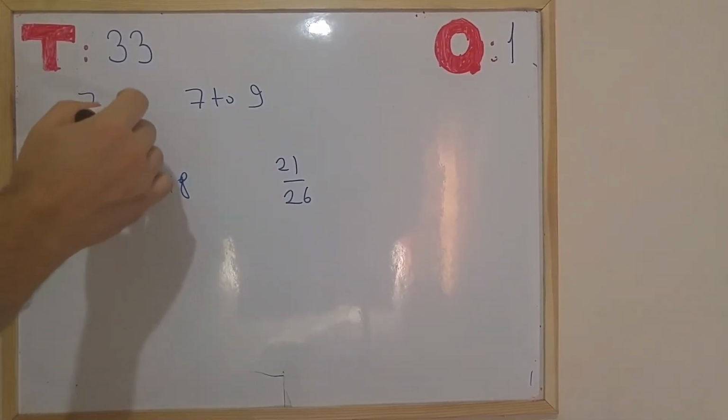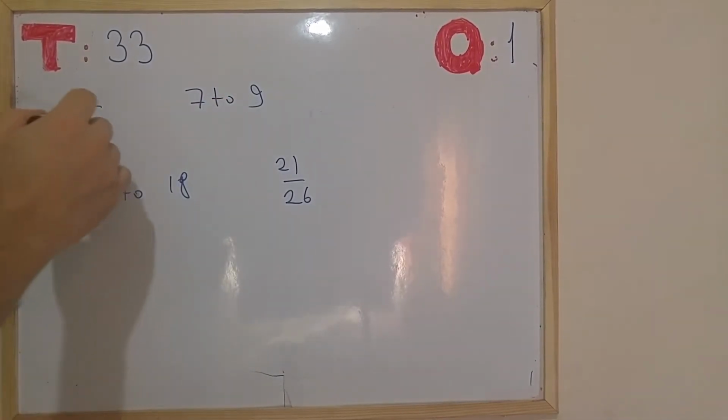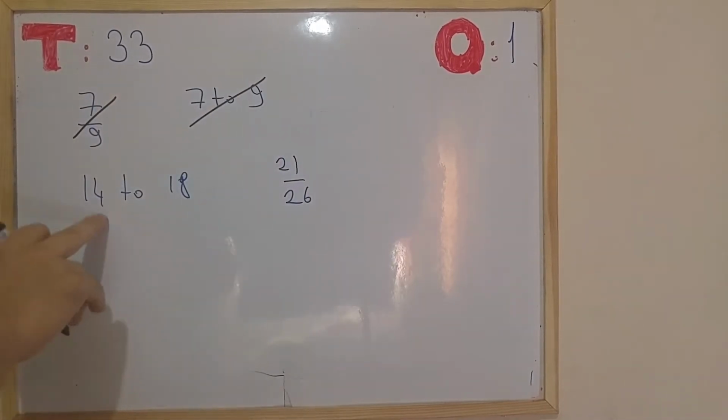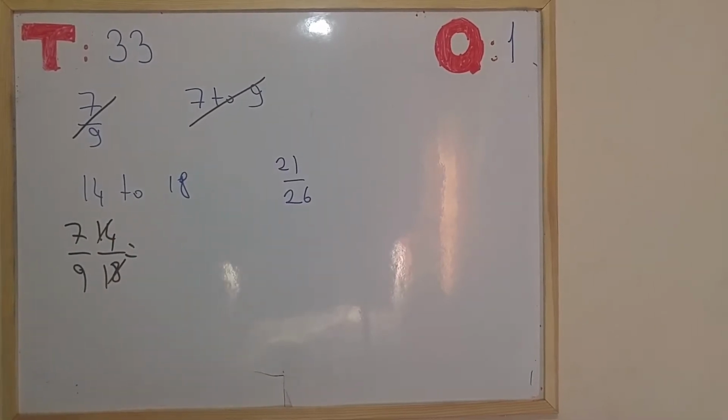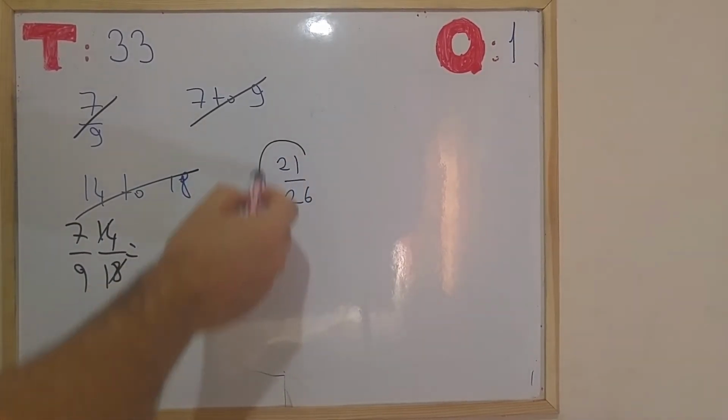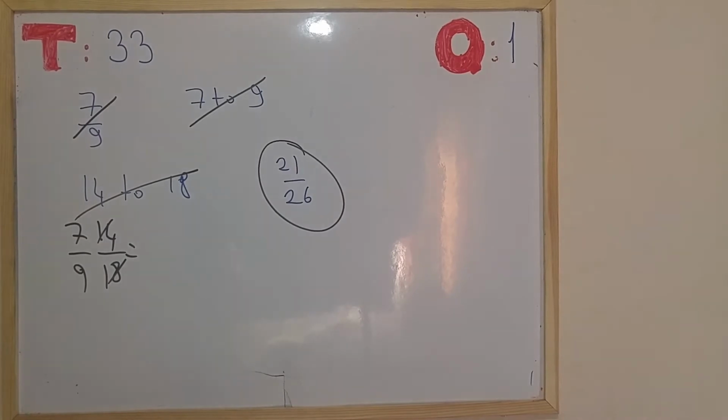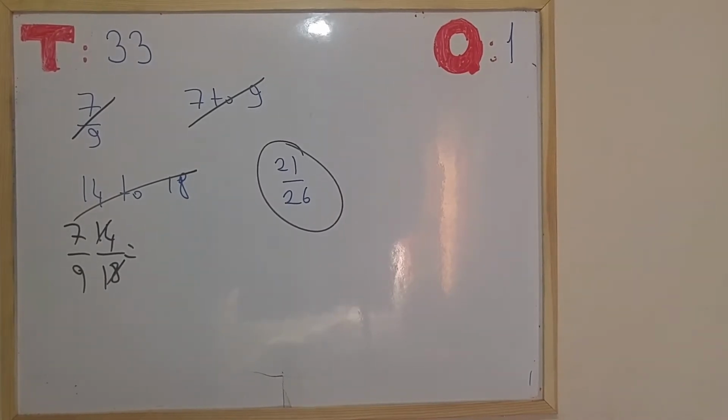7 over 5 is actually equal to 7 over 9. So these two cannot be true. 14 to 18 is actually 14 over 18, which, when you simplify by 2, is going to turn out as 7 over 9 too. So this cannot be 2 neither. So I am left with only one choice, which is 21 over 26.